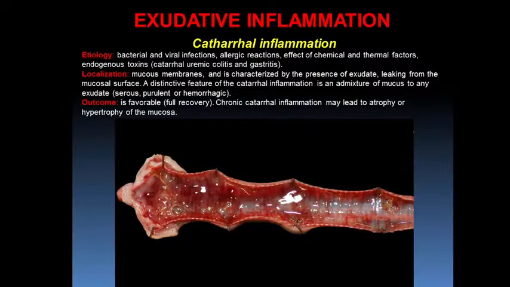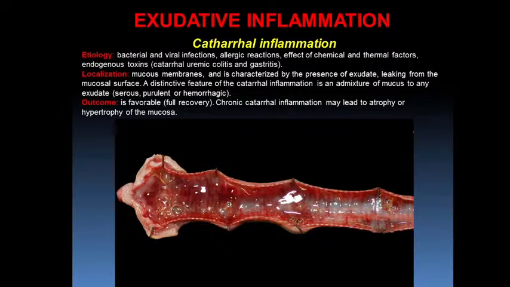Catarrhal inflammation can be caused by bacterial and viral infections, allergic reactions, effect of chemical and thermal factors, endotoxins, for example, catarrhal uremic colitis, and so on. Usually localized in mucous membranes and characterized by presence of exudate leaking from the mucosal surface. The main feature of catarrhal inflammation is that the predominant substance in exudate is mucus. It can be a mixture with other types of exudate like serous, purulent, or hemorrhagic.